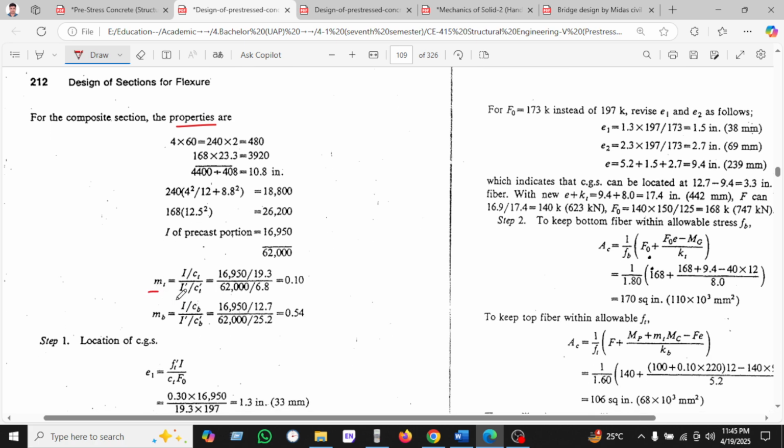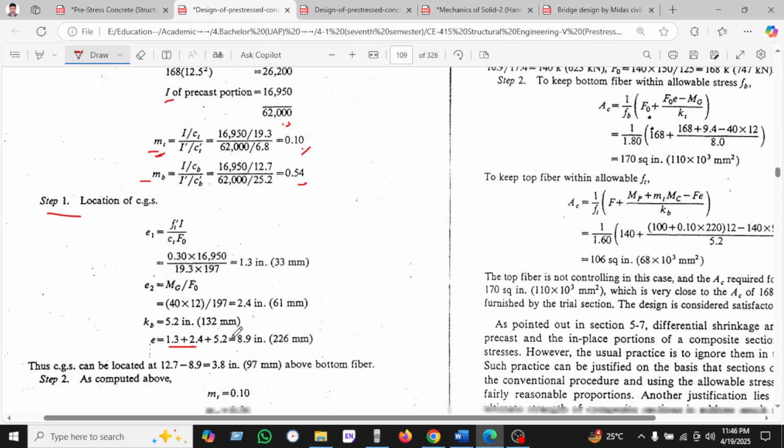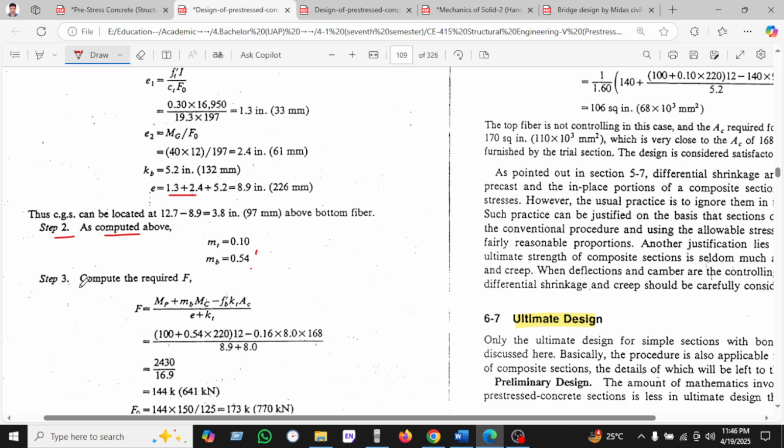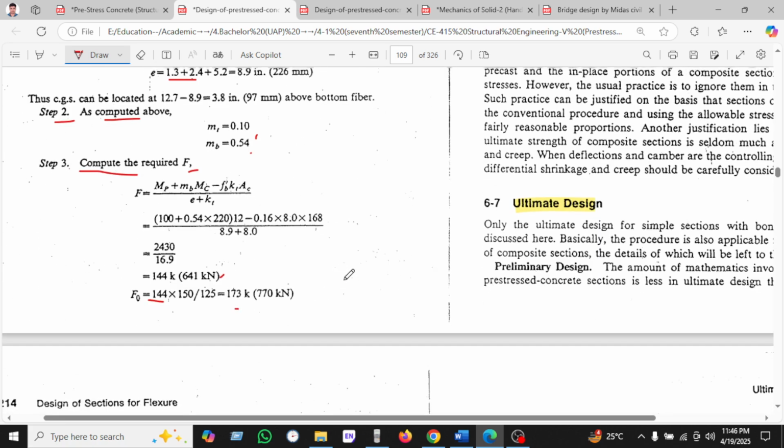For the I section, the precast portion, we found the moment of inertia below. The moment of inertia is already given, and for M top we found this below, and bottom is found below. Now step 1, the location of CGS, using this formula is found below. Step 2, compare the above MT and MB. Step 3, compute F using this formula and found this below, and F0 is also here as previously found.